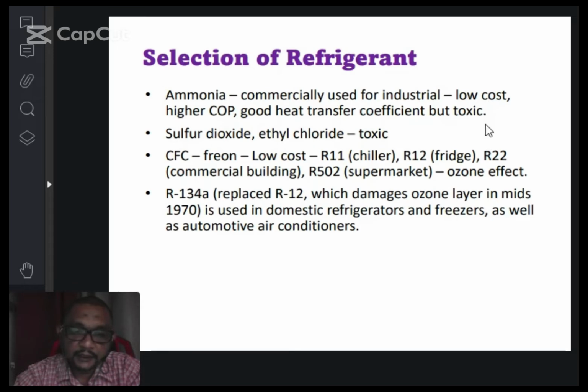So that's why if you look at previous questions, the refrigerant or working fluid used is refrigerant R134a. Okay, this is for safety purposes.